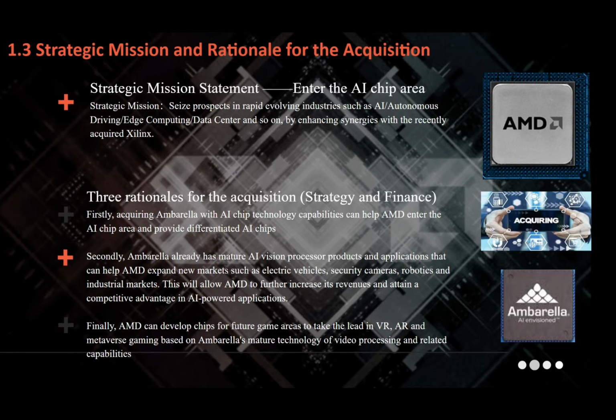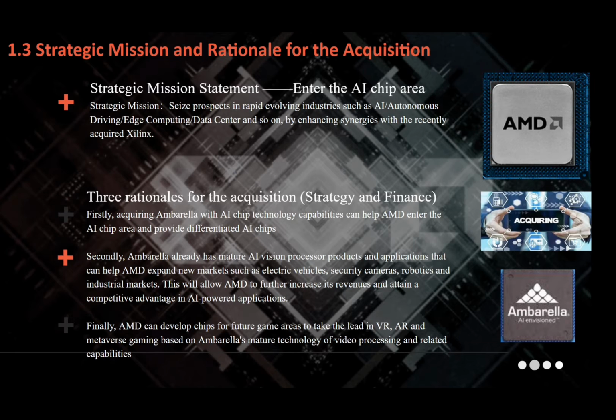Based on those analyses, we summarize our strategic mission of this acquisition: to help AMD grasp the chance in the growing industry that really needs AI chips by enhancing the synergy of the newly acquired Xilinx and Ambarella. There are three rationales behind this deal, from both strategic and financial points of view.